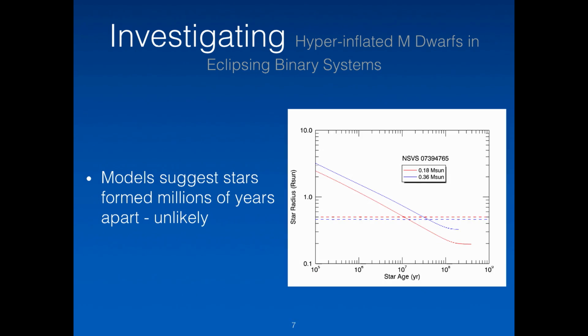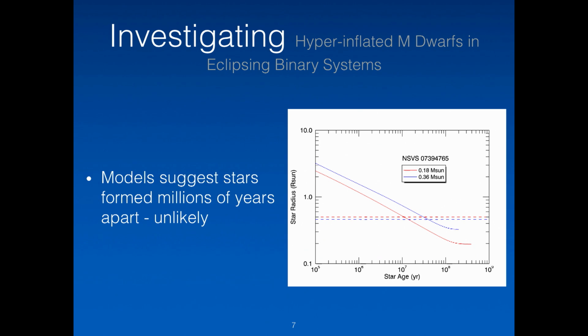And so the models, here's one example. This is a plot of the star age on the bottom here, logarithmic, versus the star radius, also logarithmic. Older is to the right, and bigger is up. The red and the blue are the two components of one of these two eclipsing binary systems. Each solid line there is a star. And the model is those tracks going downward. You can see they're getting smaller as they get older, as we expect.